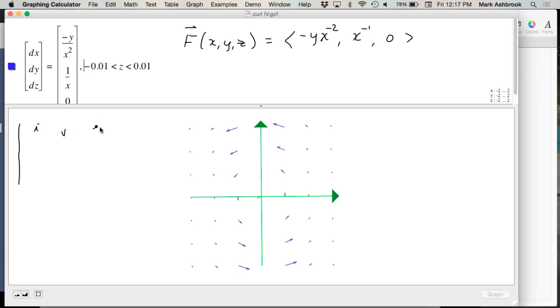i, j, k, and this is partial with respect to x, partial with respect to y, partial with respect to z. And then we can fill in our particular components here, and then do the math. And we're going to get a vector function, a new vector function, which is the curl.